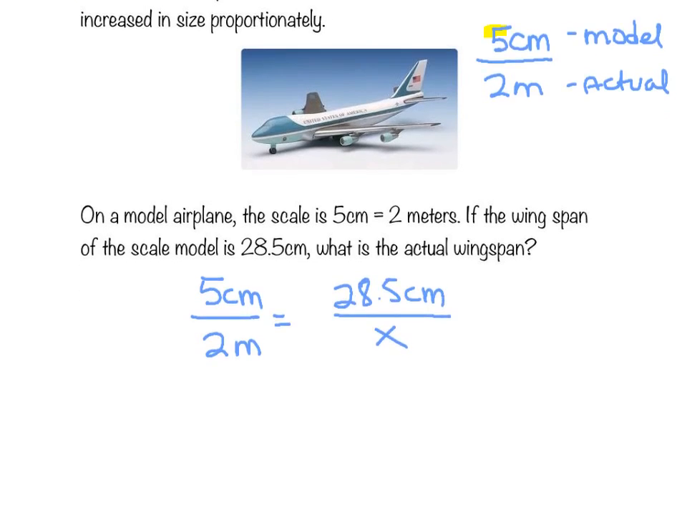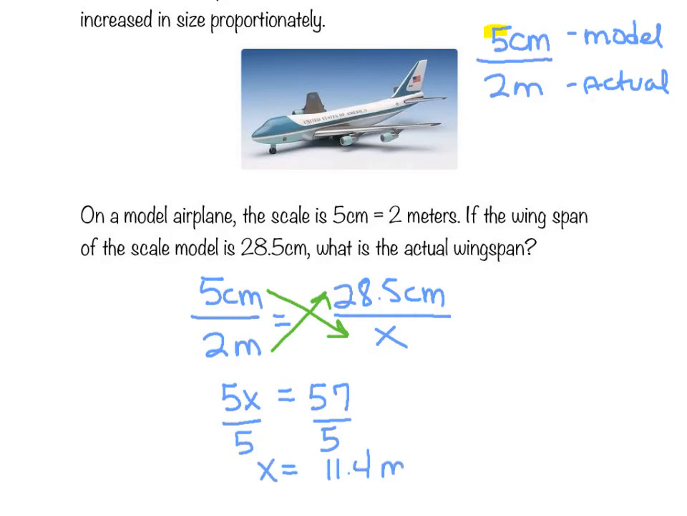And of course, you're going to cross multiply, use cross products to solve. So let's do that. So we're going to multiply numerator with denominator, denominator with numerator, and write our equation. So this would be 5x is equal to, let's take 28.5 times 2, that's 57. In order to solve this equation, I need to divide both sides by 5. And so x would be 11.4 meters.